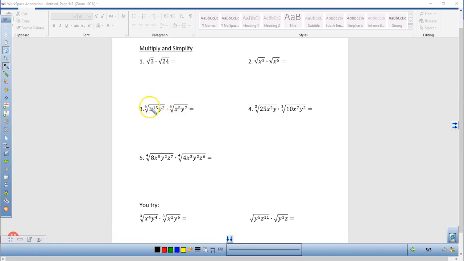Okay, fourth roots. Fourth root of this multiplied by fourth root of that. Indexes match. Therefore, I can multiply. We're yet again just adding exponents. So 15 and 5 is 20. 2 and 7, that's 9.